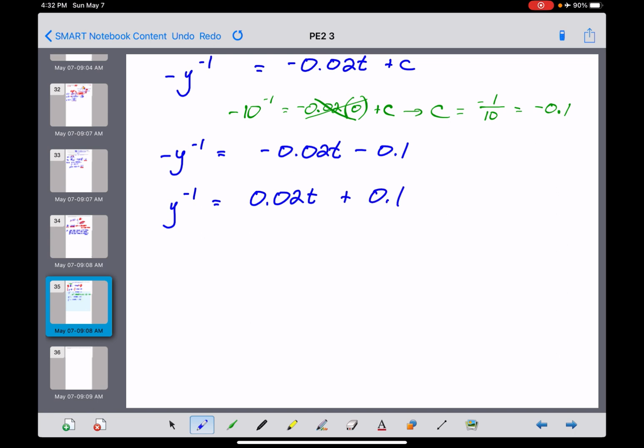And now, everybody, remember that y to the negative first is 1 over y. All we're going to do here is flip the left side and flip, be careful now, the entire right side. So the left side just becomes y. The right side is 1 over 0.02t plus, and again, you can either have it as 1/10 as a fraction or 0.1 as a decimal.